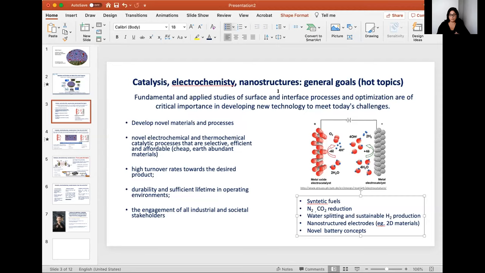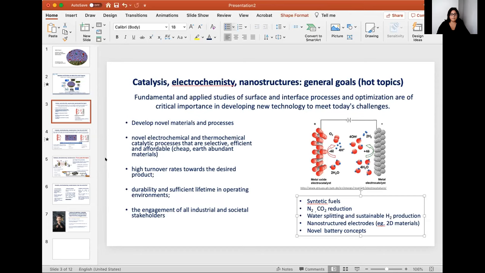Another huge field which is really at the core of the interest of the scientific community working on surfaces and interfaces is also how to develop novel battery concepts. Now we have new ideas, for instance, redox flow batteries or sodium ion batteries, dual flow batteries. All these are the main focus, technological focus. But how do we achieve these?